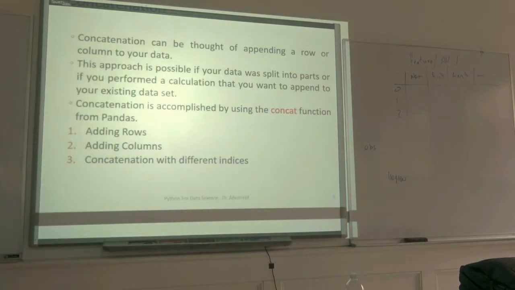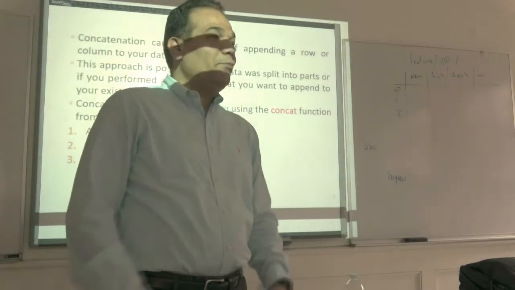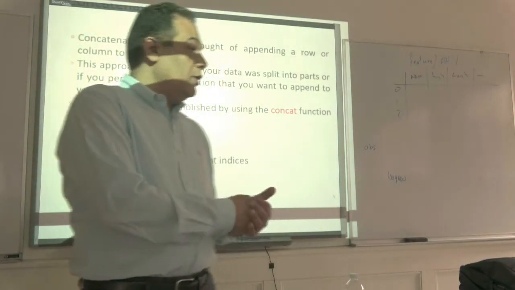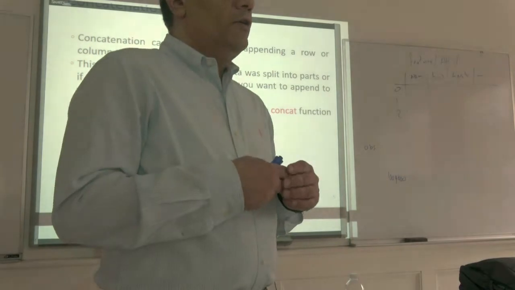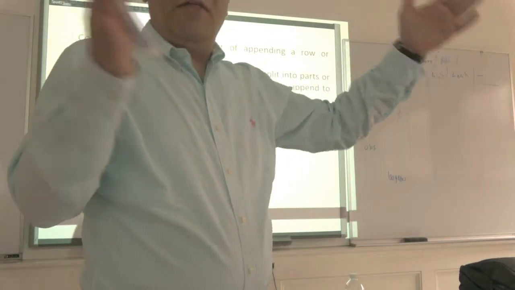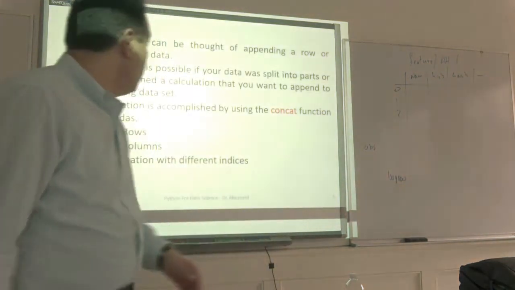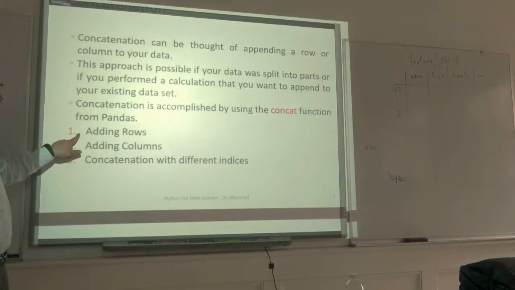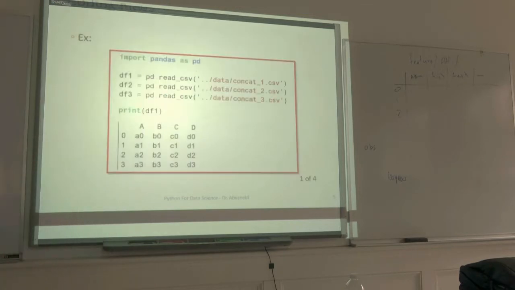Everything in Python is simple. Looks easy, right? There is a function, you just have to know to use it. The only problem is any function has so many options that it makes it complex, but it's useful. Always think of that as a utility for you. If you don't have it, you'll write that much code to do it. But if you know that function or that option in that function, it will make it much easier for you. So we could have adding rows, adding columns with the concat, and concatenation with different indices. Let's take an example here.